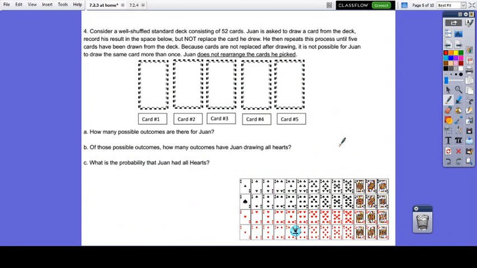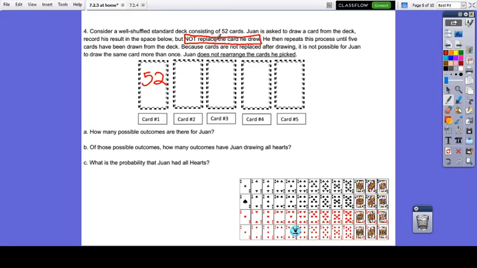Okay, moving on to number 4, we have another card game, and it's essentially the exact same thing, but there's a big difference here. A well-shuffled standard deck, so it's random. Juan is asked to draw a card from the deck, record his result in the space below, but not replace the card he drew. I would suggest that you highlight or darken in those 2 places because that's the big difference here. Everything else is the same. So how many possible outcomes? There are 52 cards when he draws his first card.